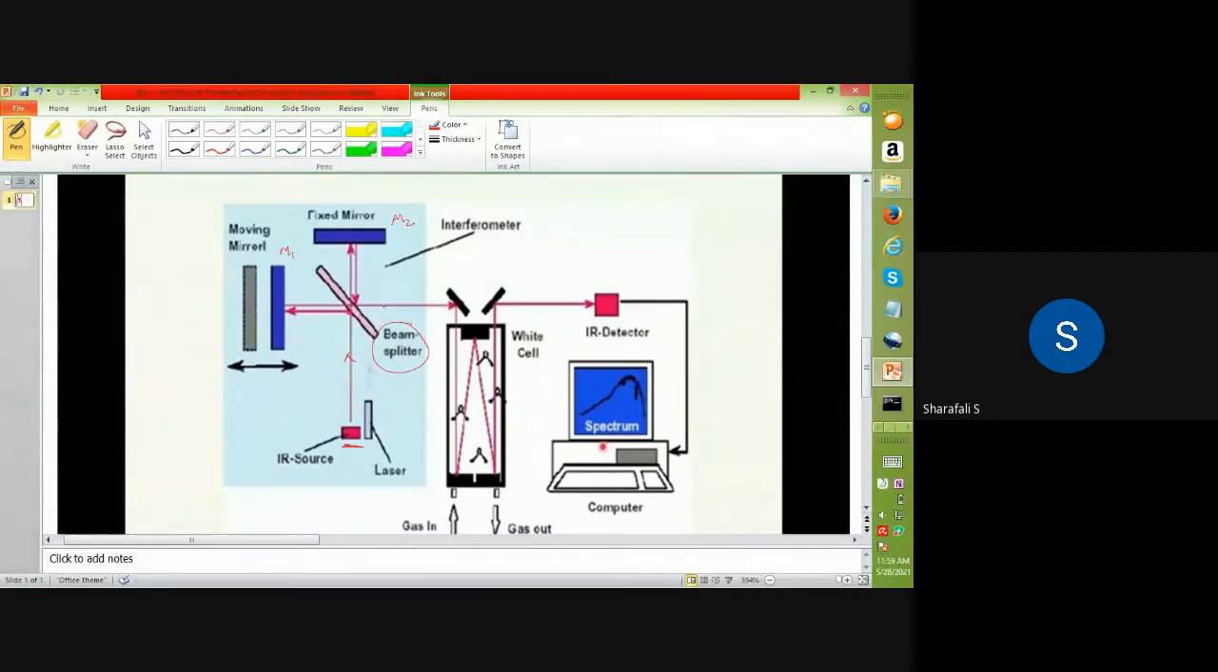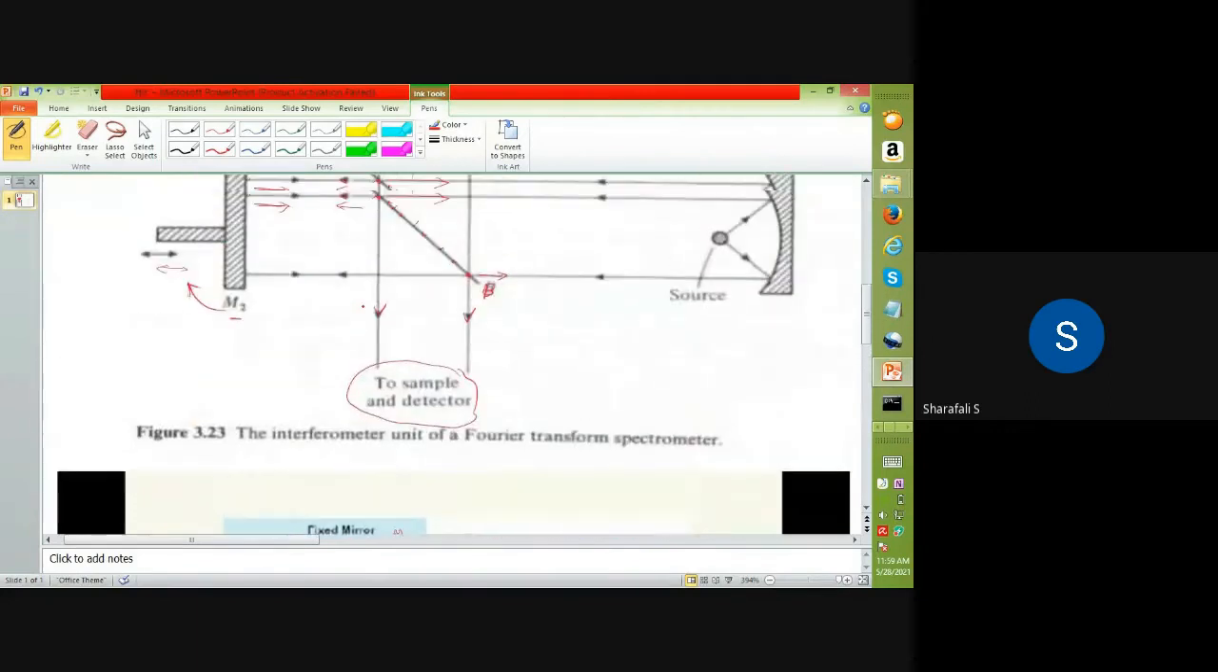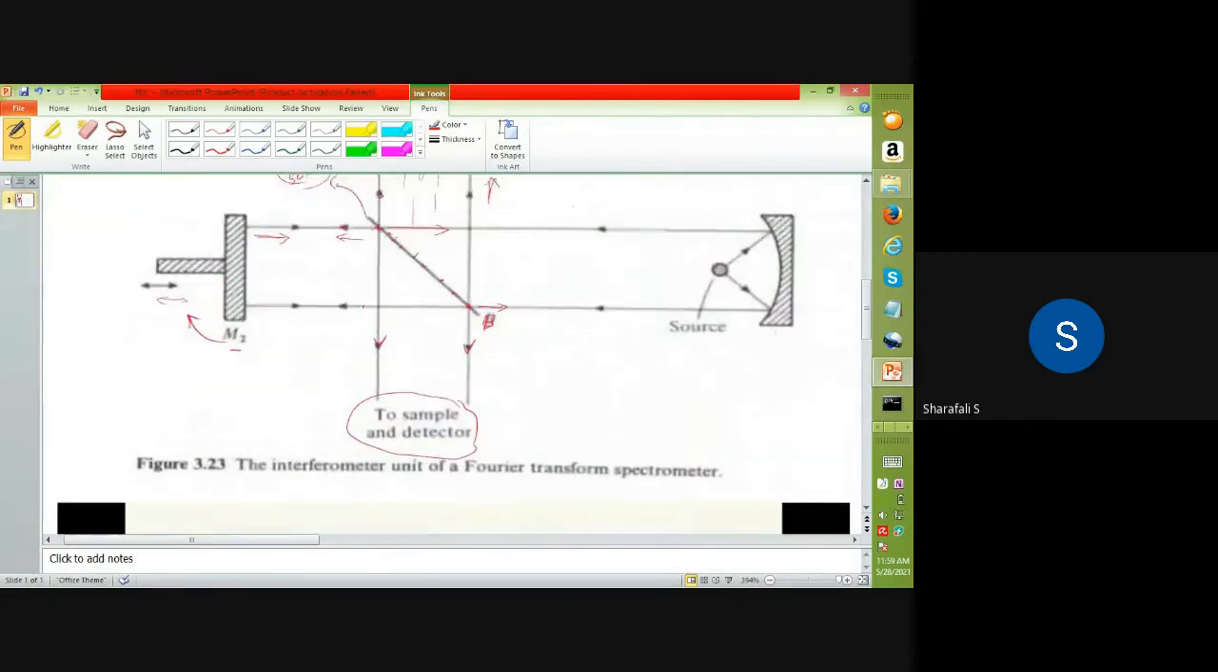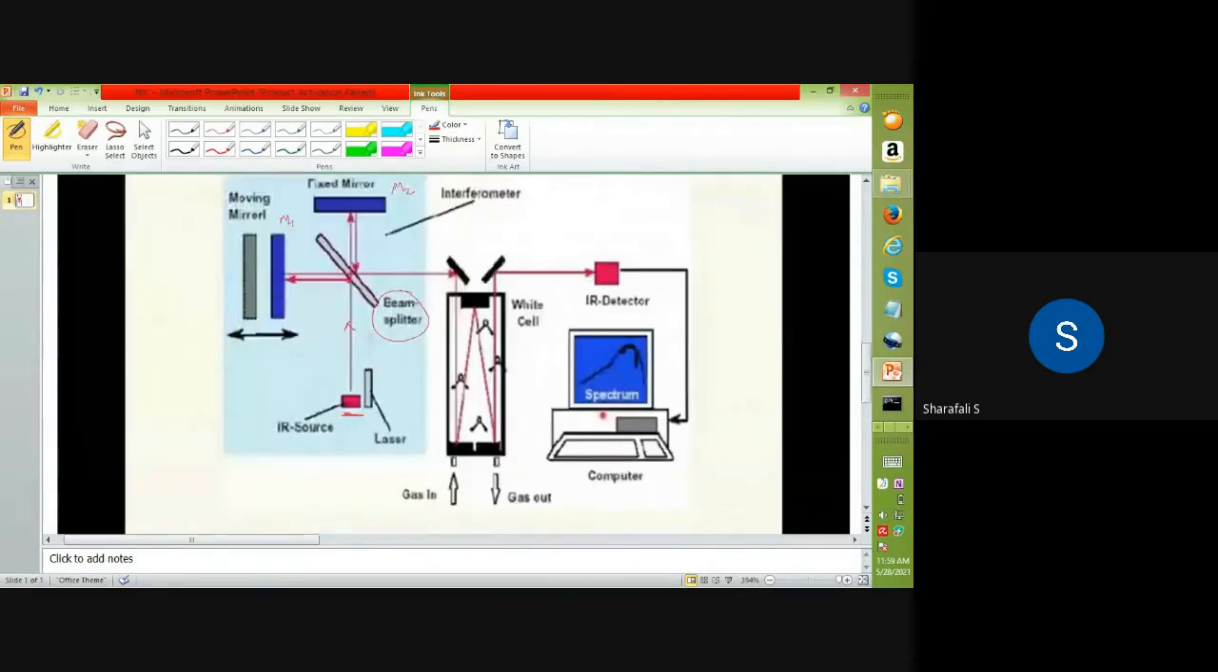Previously, I think it is M2. Oh, sorry, this is M1 and this one is M2. Okay, so then after reaching M1 and M2, these IR radiations come back, and they will intersect at this point.